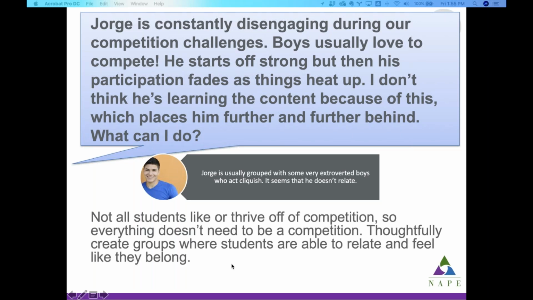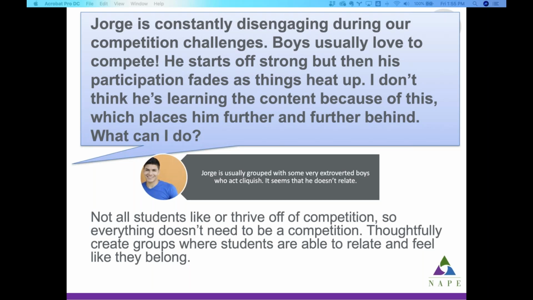I'll give you the first example here. So the response could be, not all students like or thrive off of competition. That's off of the cultural values page. So everything doesn't need to be competition. And by the way, this is so true. If everything that we offer is a competition, it's not honoring the ways of knowing and doing of students who don't have competition as their main mode of operation. Then you could also say, thoughtfully creating groups where students are able to relate and feel like they belong would be another strategy to help him be successful.